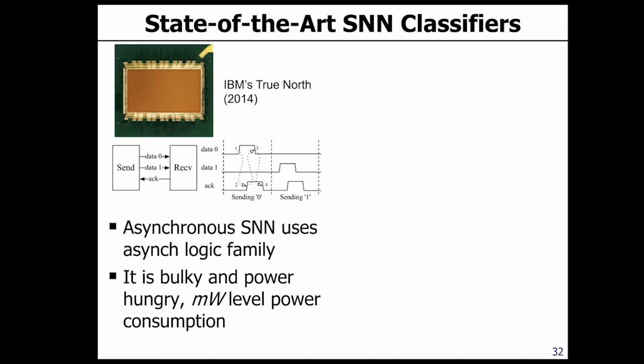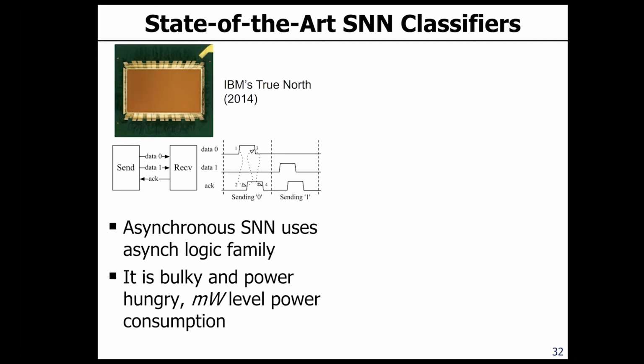Okay, so I'll briefly introduce some of the prior work. The first work is IBM's TrueNorth in 2014, right? This is a very famous processor. It is an asynchronous SNN, meaning it is really event-driven. However, the downside, to me, is that it utilizes an asynchronous logic family.